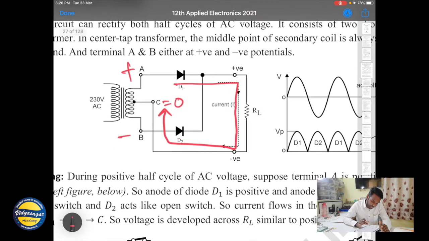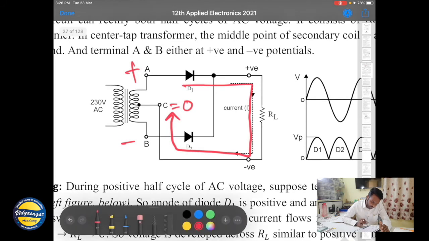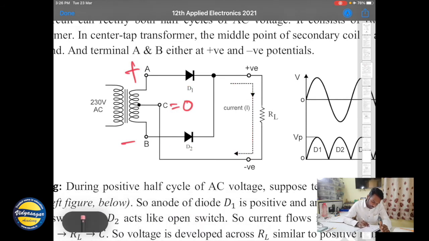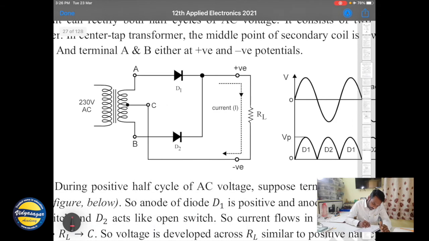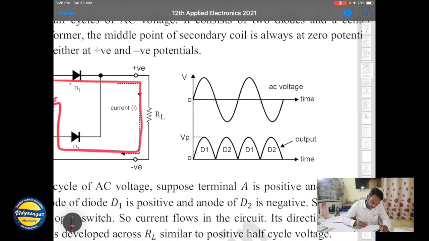Okay, so I'll just enlarge this and you will have a clear picture. This is the path that current will follow. Okay, A, D1, RL, C and back to A. Now the condition over here will be across this we will get the first ripple across RL.